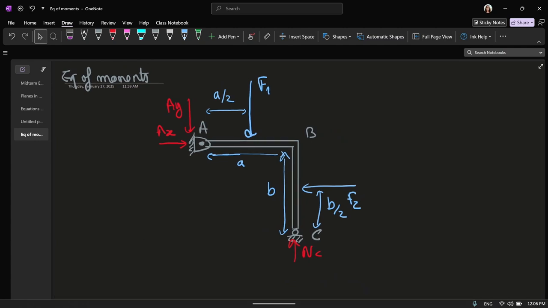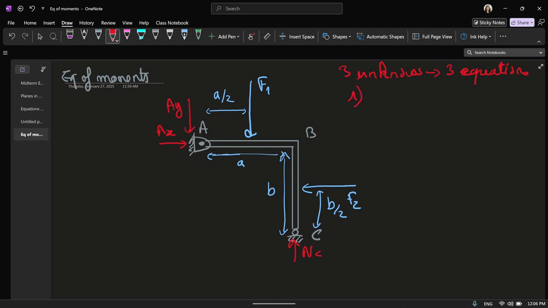Remember, the free body diagram is the key to solve your equations. No free body diagram or no correct diagram, no correct equations. So based on that, we have three unknowns. Three unknowns, we need three equations.